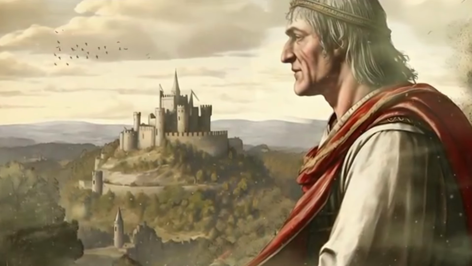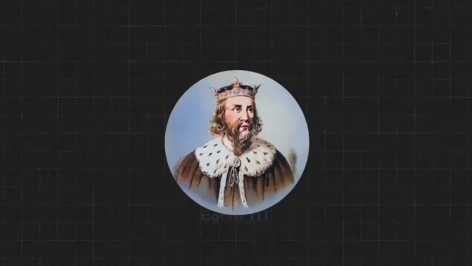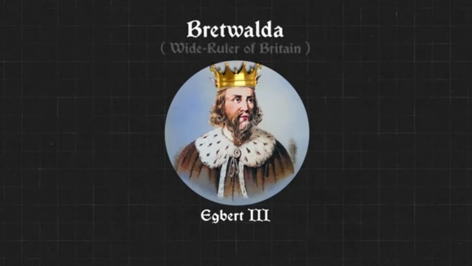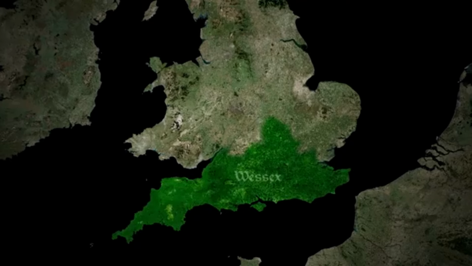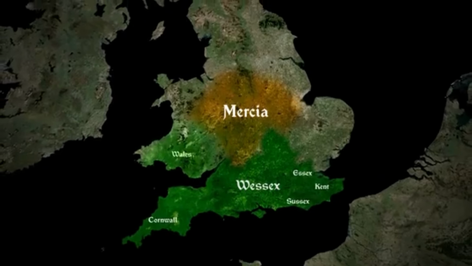Despite this though, the Anglo-Saxon chronicles remember Egbert favorably. For his role in uniting the Anglo-Saxon kingdoms of Britain, they bestowed onto him the title of Bretwalda, or Wide Ruler of Britain. And while he was never able to fully conquer the Mercian crown, his rule changed the landscape of Britain forever.